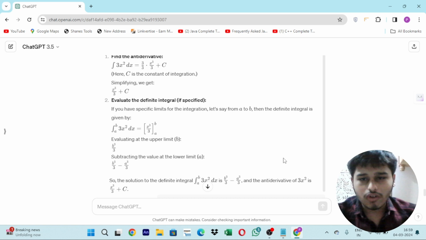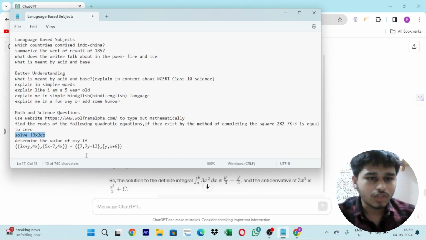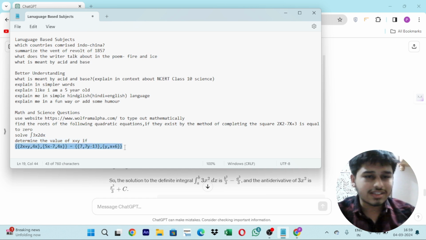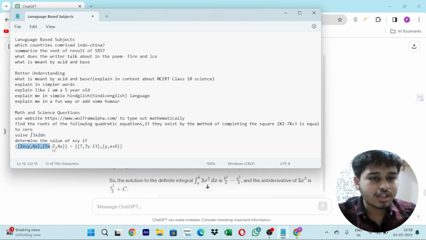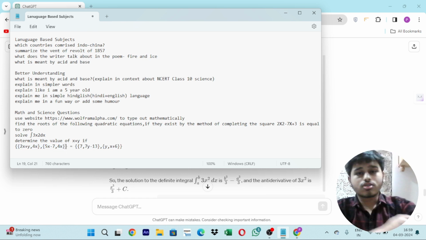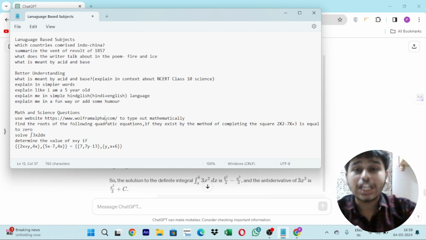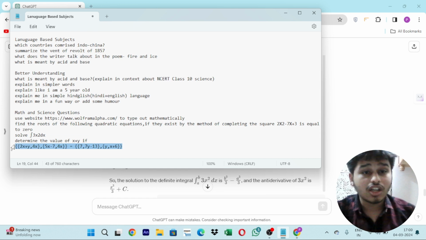Okay, so now let's go for the third one. In this third one, I have just given this equation. Now you will ask me where this equation has come from. This equation is about matrices. So here our new tool comes, which is Wolfram Alpha. What does Wolfram Alpha do for us? It helps us generate mathematical equations. I have generated this equation with the help of Wolfram Alpha.